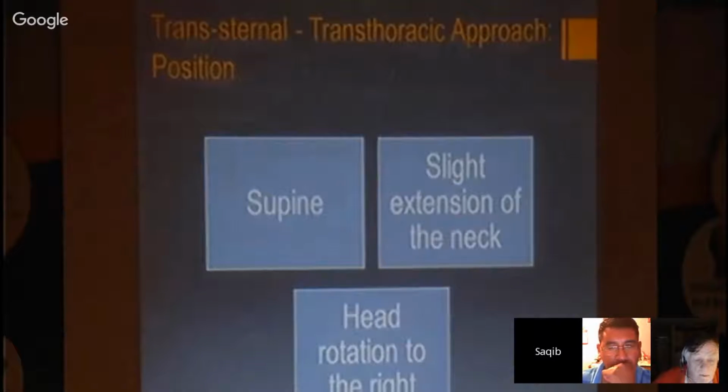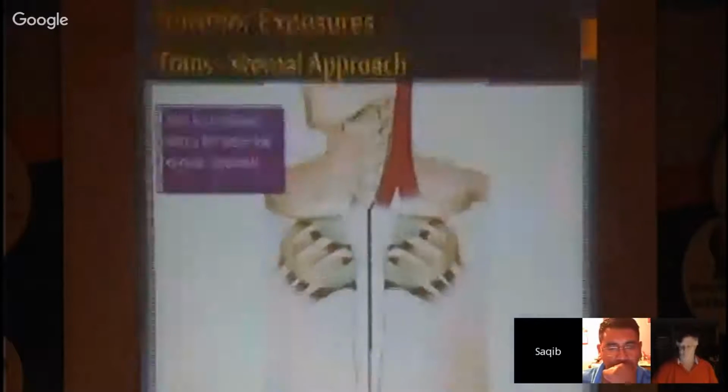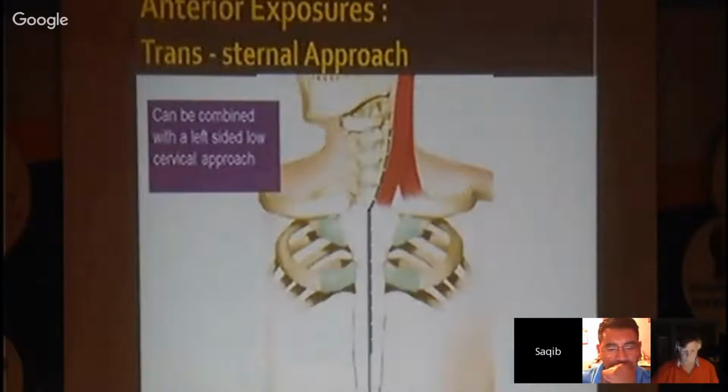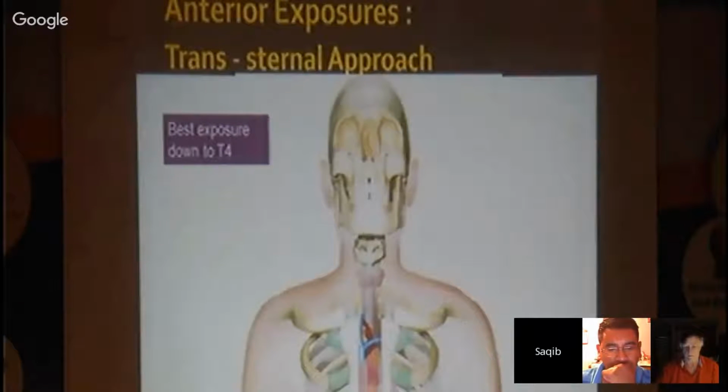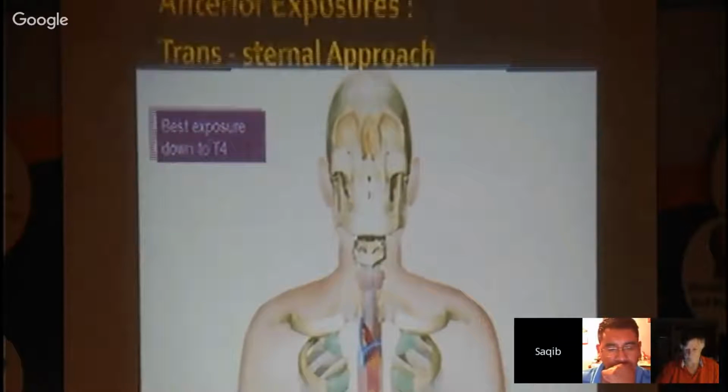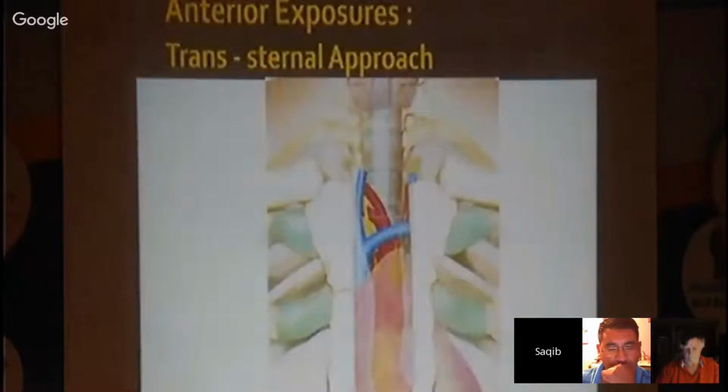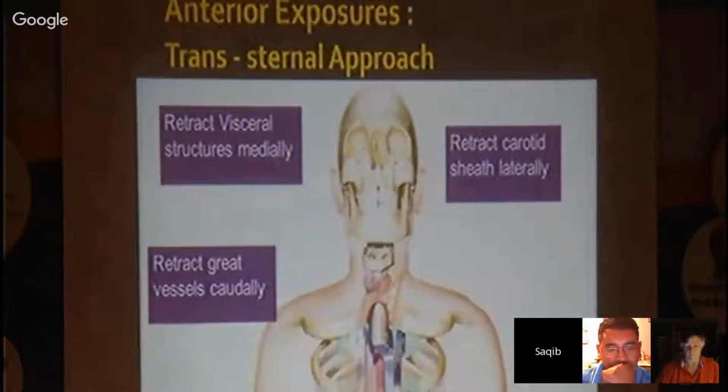When we go for the transthoracic approach, we have the same position. The difference is that we can combine it with the low cervical approach, and we split the sternum. We can have a very good exposure down to T4, and you have to remember that we retract the carotid laterally, the visceral structure medially, and the great vessels caudally.